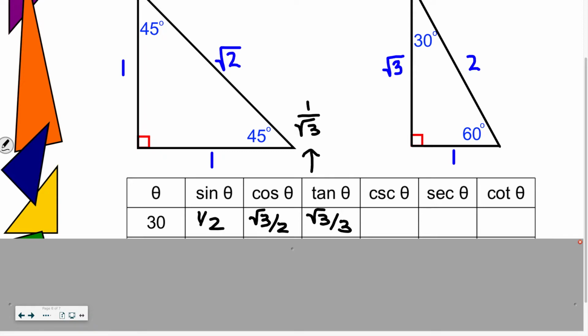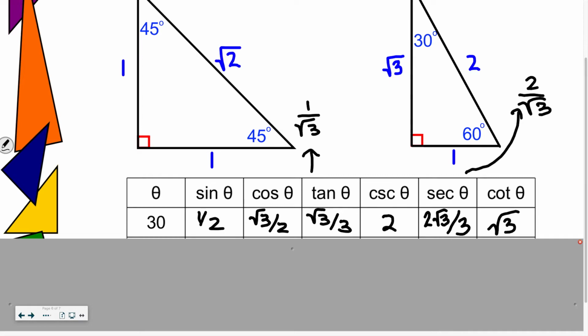And then cosecant, flip my sine, that's 2. Secant is going to be 2 over square root 3. But of course I have to rationalize that by multiplying by square root 3. So that's going to be 2 square root 3 over 3. And the cotangent is adjacent over opposite. Adjacent is square root 3, opposite is 1. The reciprocal to square root 3 over 3 is just square root 3.